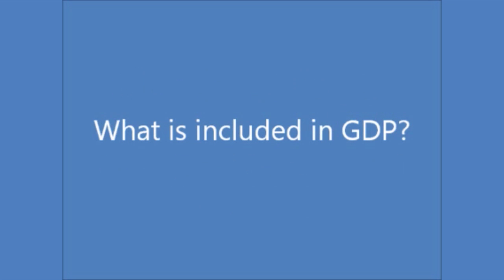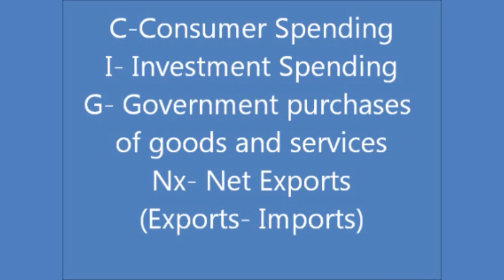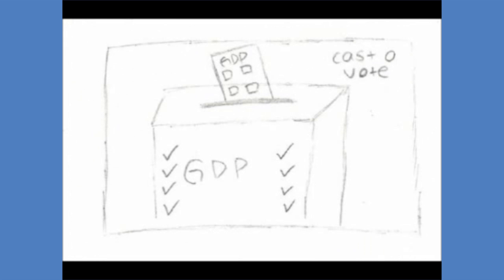So what is included in GDP? C-I-G-NX, which is consumer spending, investment spending, government purchases of goods and services, and net exports. Here is Jonathan. He is in charge of GDP. He controls what goes into the GDP box and what does not. The GDP box is similar to a poll box used to vote. Right now, Jonathan is only accepting things that increase GDP.